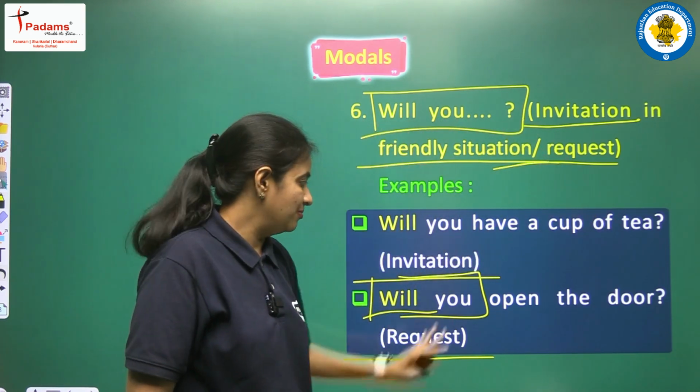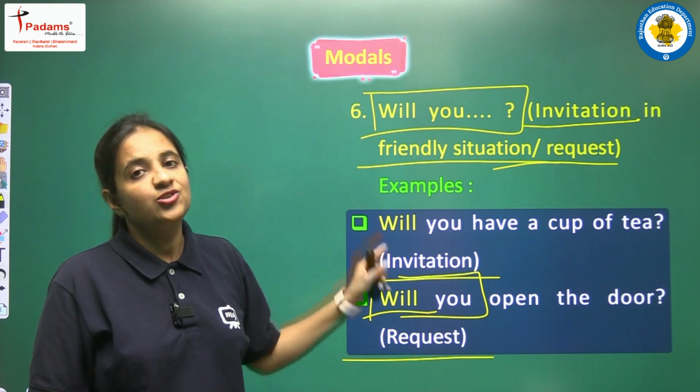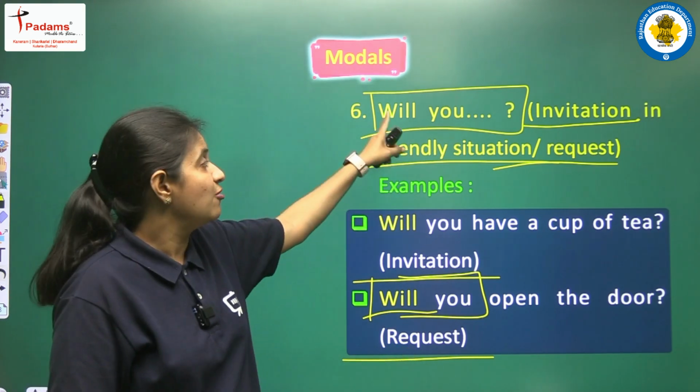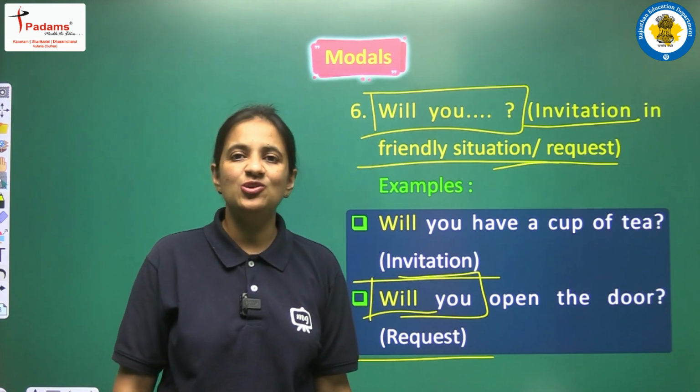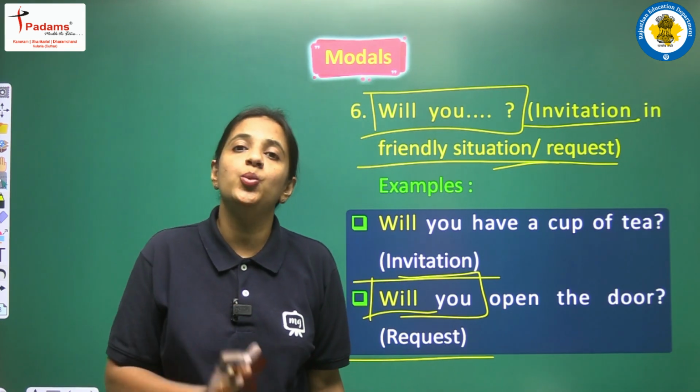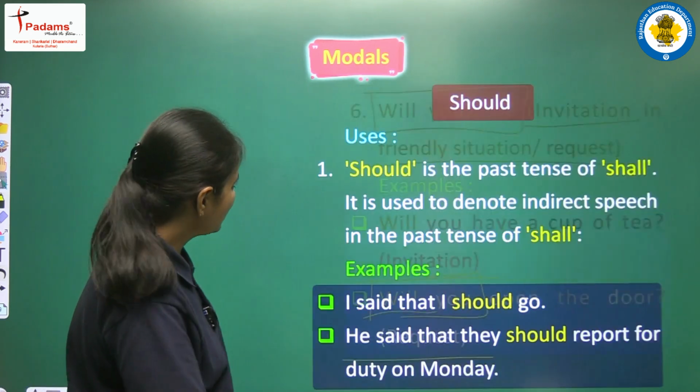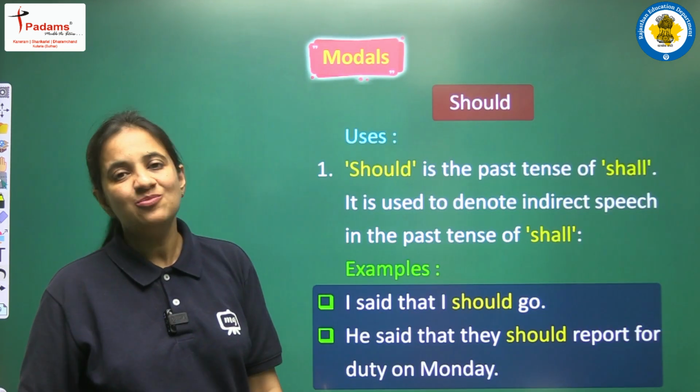Okay, and the examples we have discussed already. So that is the structure you have to learn, that is, how we can use will you. And in the previous slide we have seen how we can use shall I or shall we. Okay. So now we have the next modal with us.